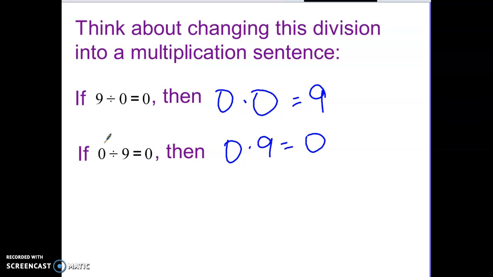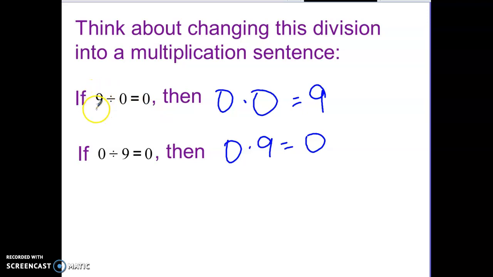0 divided by 0 is called something different. We call that indeterminate. But for most of the situations that you guys are going to be in, it's just important to know that you cannot divide by 0. The 0 can be divided by anything other than 0, but nothing can be divided by 0. And if you think about trying to make a word problem for this, it doesn't really work out.